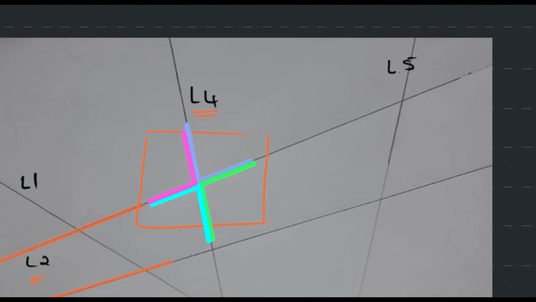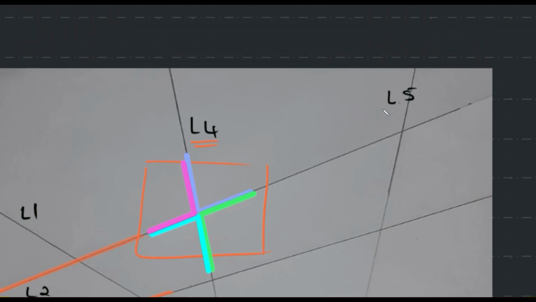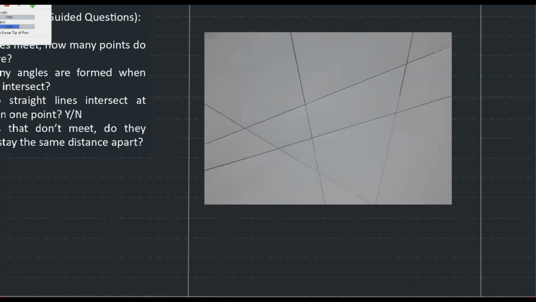Let me take up one more pair. This is L5 and L2. This is angle number 1. Angle 2. Angle 3. And angle 4. Could have done a better job over there, but yeah, there are 4 angles basically.